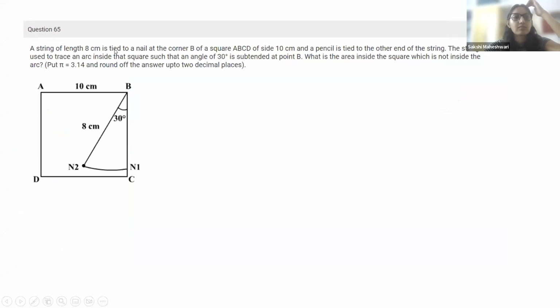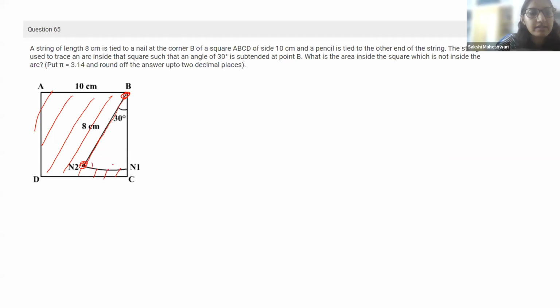Okay. So a string of length 8 centimeters is tied to this nail B at the corner of the square and a pencil is tied to the other end. Okay, so this is a pencil, right? To this thread, this is a pencil, and the string is used to trace an arc. This is the arc traced, and we need to find the area inside the square which is not inside the arc. Okay, this one. So this is very easy.